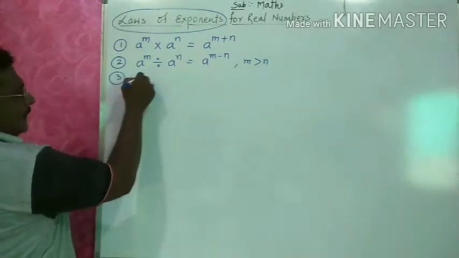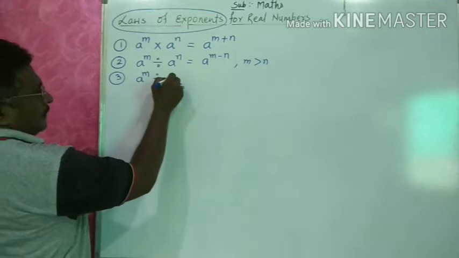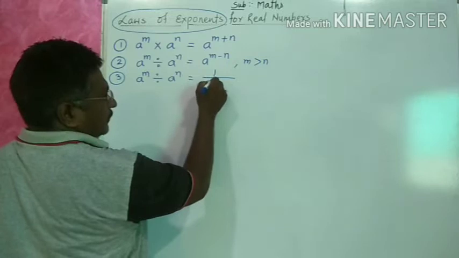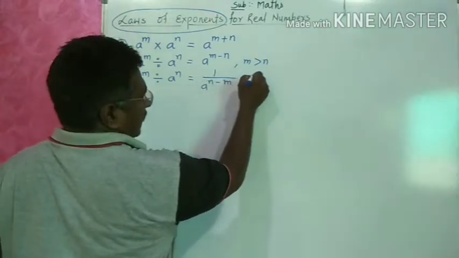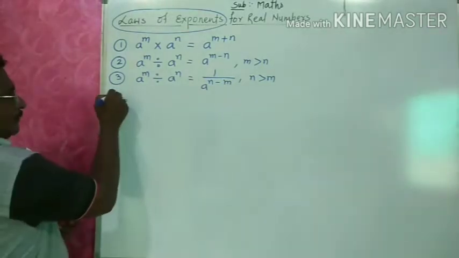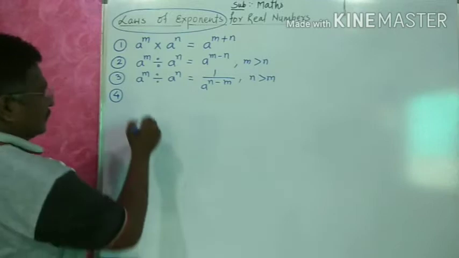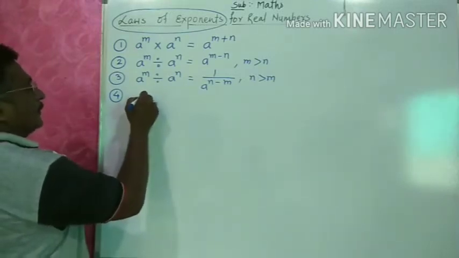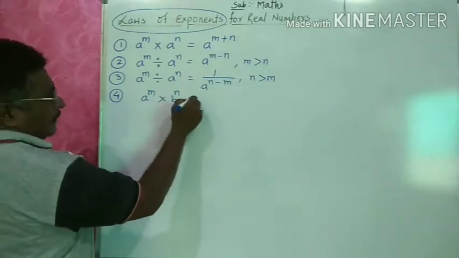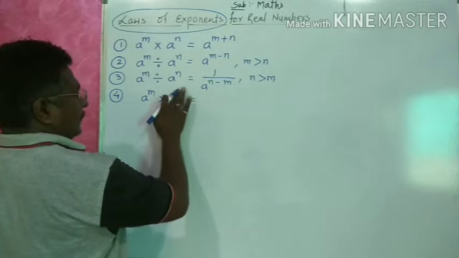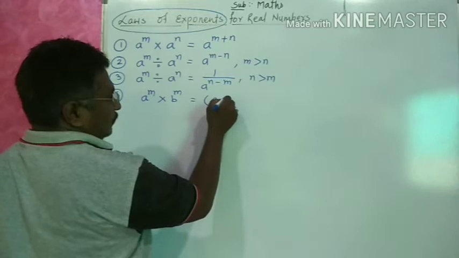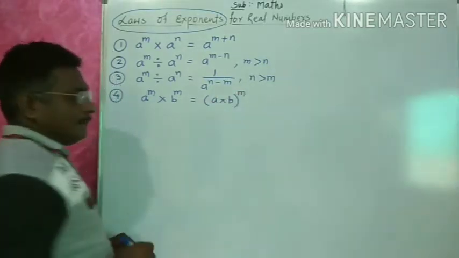Third, a raised to the power m divided by a raised to the power n equals 1 by a raised to the power n minus m, if n is greater than m. Fourth, a raised to the power m into b raised to the power m, so a into b raised to the power m.